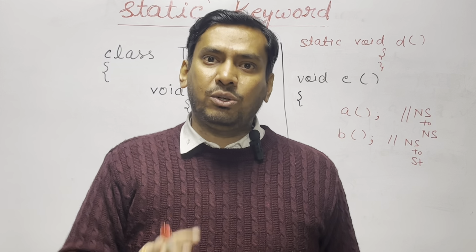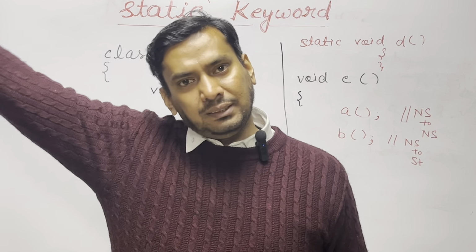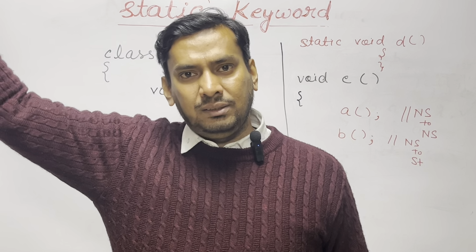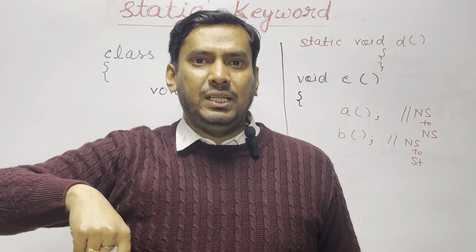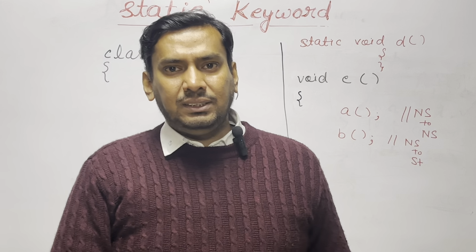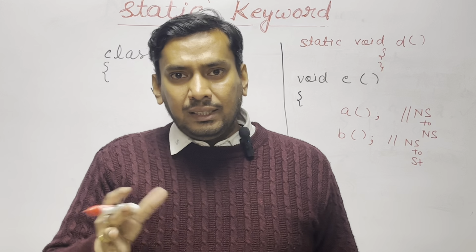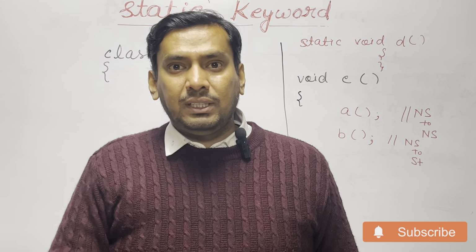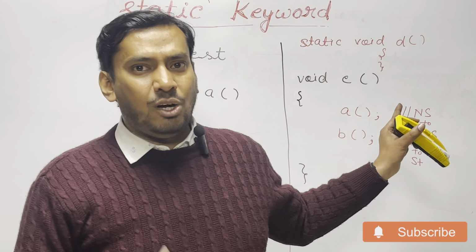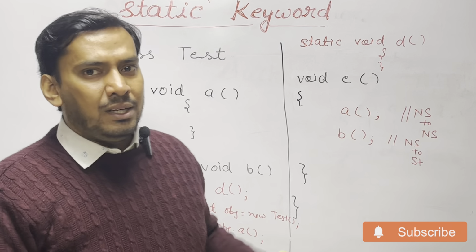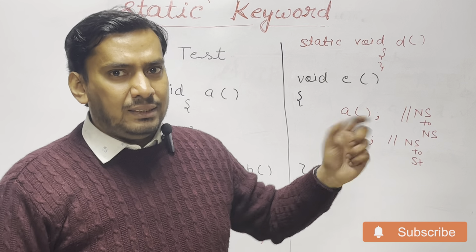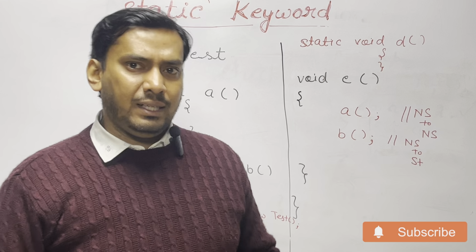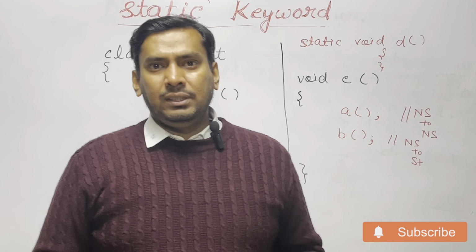The main function is called by the JVM. The JVM is in your C drive, Program Files, Java, JDK, bin. From there it calls the main function. That's why the main function is declared static, so that the JVM can call the main function without creating the object of your class. How is the main function called by the JVM? You pass the name of your class, and the JVM will write class name dot main and it will be called. So this is all about the static keyword.